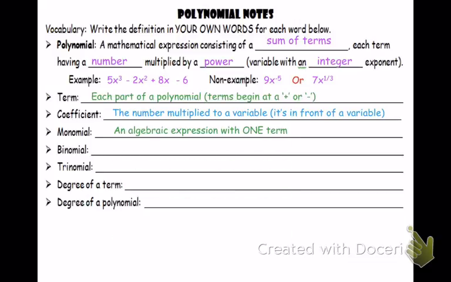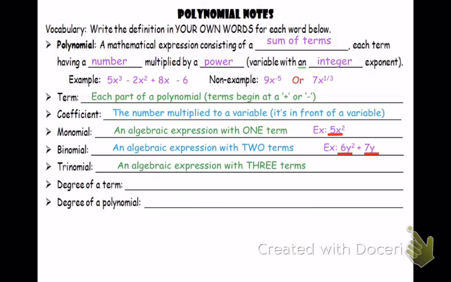So a monomial is an algebraic expression with 1 term. Here's an example, 5x squared. It's a single term. A binomial is an algebraic expression with 2 terms. So it's going to have 2 parts, separated by a plus or minus. Here's an example, 6y squared, the first term, plus, the beginning of the second one, 7y. And a trinomial is the same thing, but now we have 3 terms. Here's an example with 3 terms. x squared is the first, positive 8x is the second, and negative 4 is the third. Again, make sure you're pausing the video to write this stuff down.